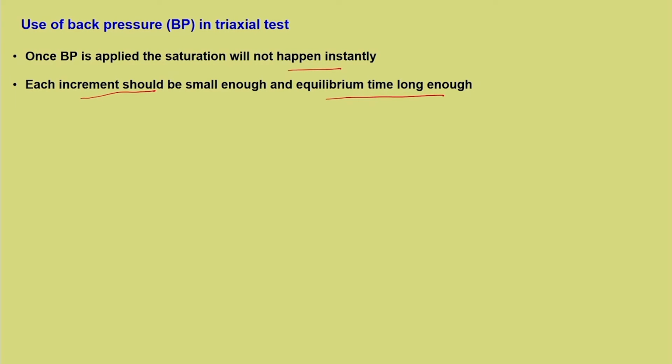Let us say that ultimately the back pressure application is around 200 kilopascal. So, always start with a small increment, let us say 50 kilopascal, and then wait for some time till it equilibrates. How do you know it will equilibrate? You keep measuring the pore water pressure, it becomes constant. So, that indicates that the pore water pressure has almost equilibrated. If it is still rising, we have to wait for some time. So, this is what we need to keep in mind.